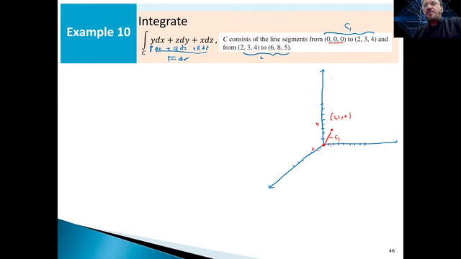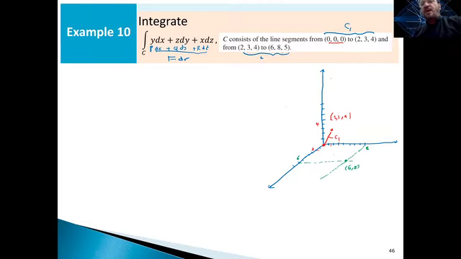6, 8, 5. Where is it? X is 6. This is 2, 3, 4, 5, 6. Here is 6. Y is 8. We know this is 8. So what do I do from there? We take a line parallel to the x-axis, and from here, a line parallel to the y-axis. They meet here. What is this? This is 6 and 8 only.